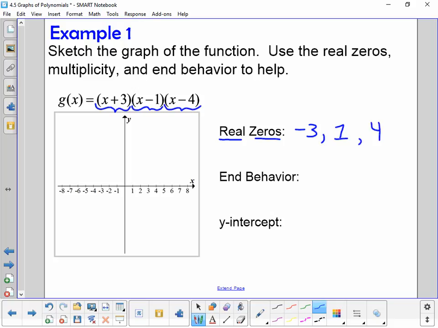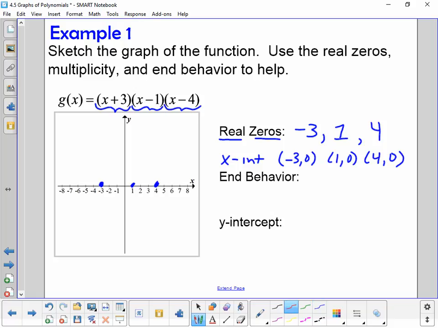Essentially, we're setting each of those factors equal to 0 and figuring out which value would make that factor 0, which is why they're called the zeros. Each of those zeros corresponds with an x-intercept. So (-3, 0), (1, 0), and (4, 0) are our x-intercepts. -3, 1, and 4.